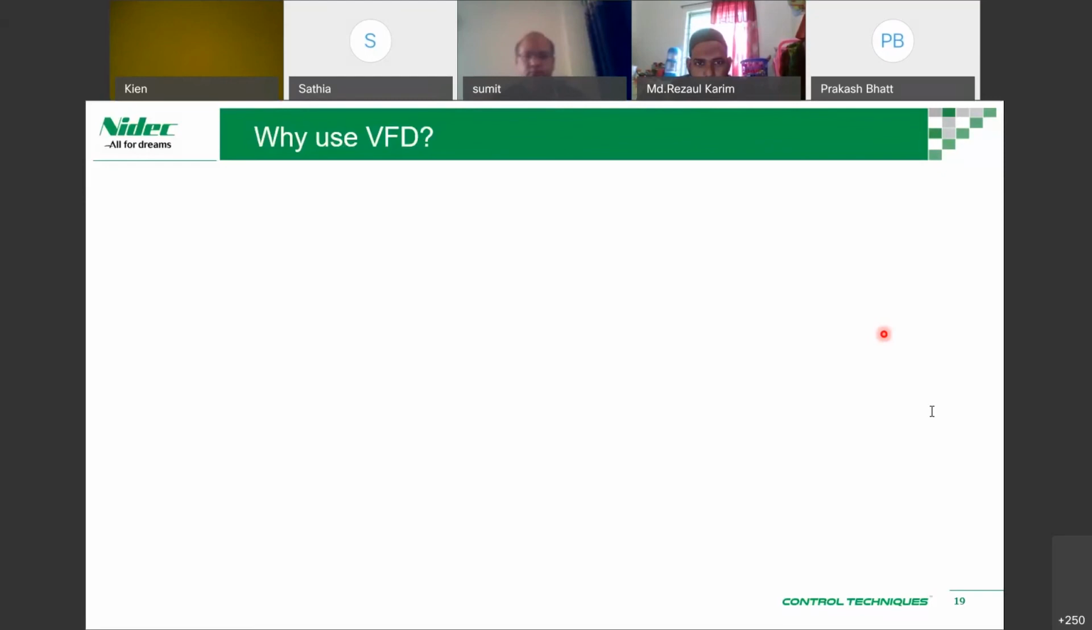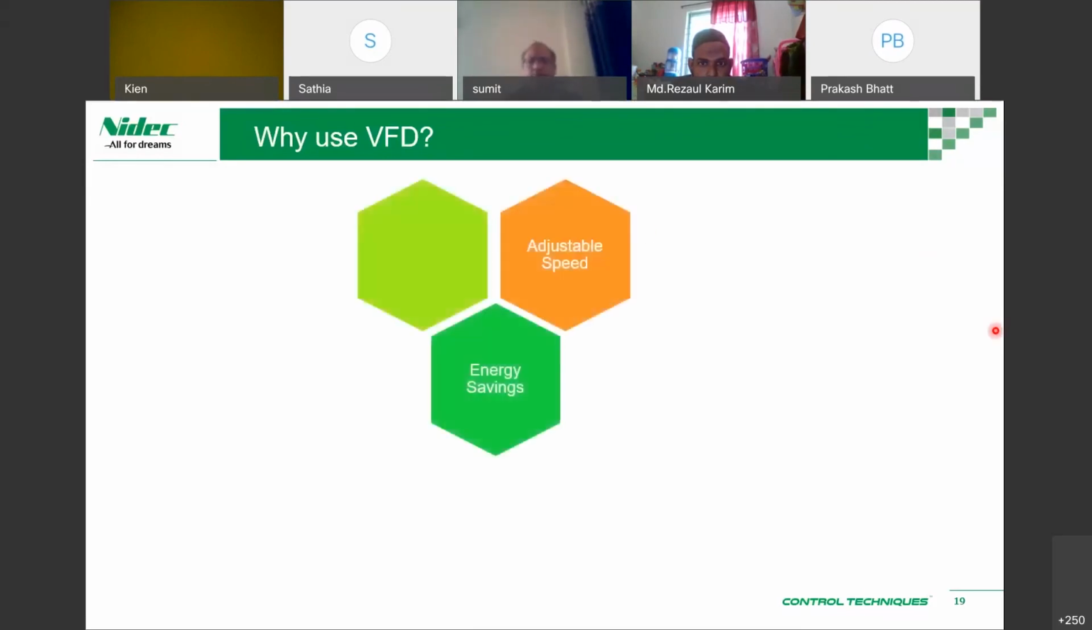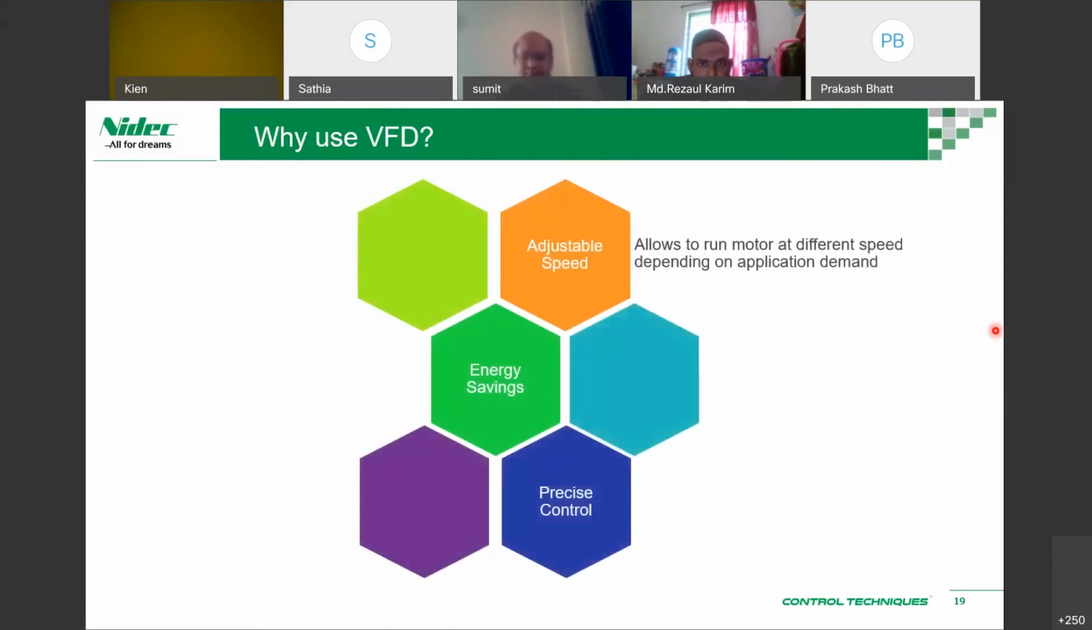Okay, we are slightly running out of time, so I'll do a quick run on why we use VFDs. The first is that we have adjustable speed. Let's say you want to run a crane, you don't really need to run at a very high speed all the time. So you can control your speed, depending on your motor, fan, control your fan speed and so on, without other mechanical means to control your speed.